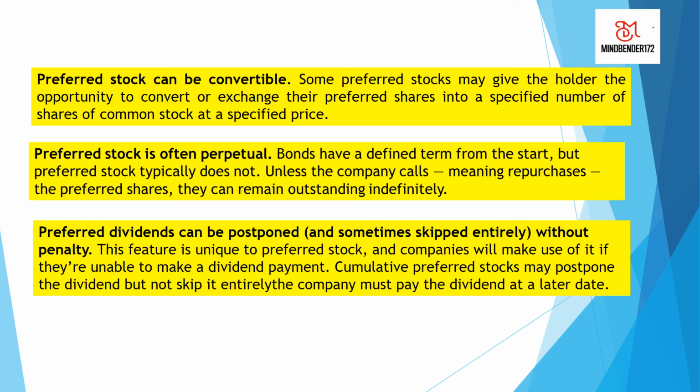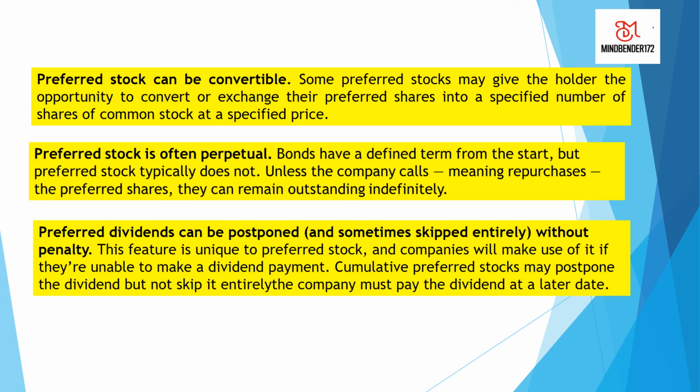Now bonds, we know that we have a particular period and the company returns that money back to the investors after that period when it matures. Preferred stocks do not have this quality, but they can continue till the company calls. That means it repurchases the preferred shares. Otherwise they can remain outstanding indefinitely.